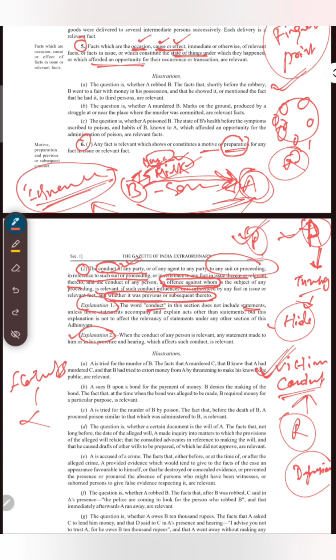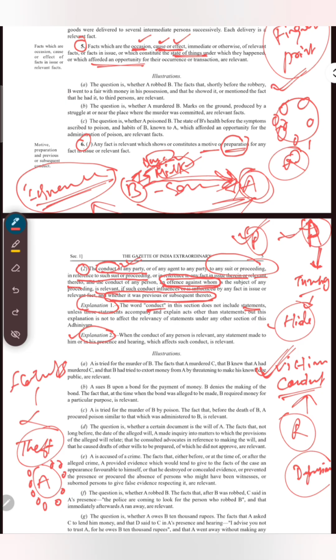Now let us look at explanation 2. When the conduct of any person is relevant, any statement made to him or in his presence and hearing which affects such conduct is relevant. Suppose theft has occurred in the house of A. Now A is shouting. Various people of his neighborhood stood around him.